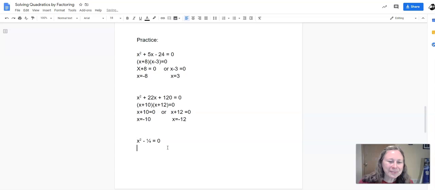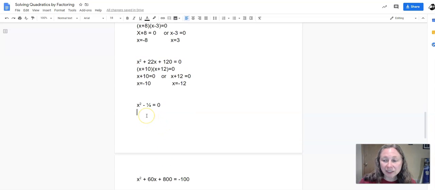Okay, now this one's got an interesting structure because there is no middle term with x in it. It's just x squared minus 1/4 equals 0. But this one is a difference of squares situation. It's a difference of squares because x squared is a perfect square, and 1/4 is actually a perfect square. If you do 1/2 times 1/2, you get 1/4.